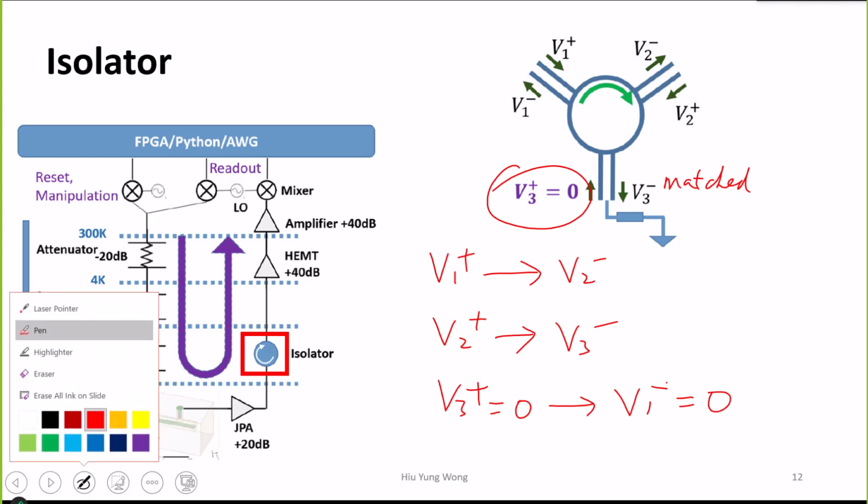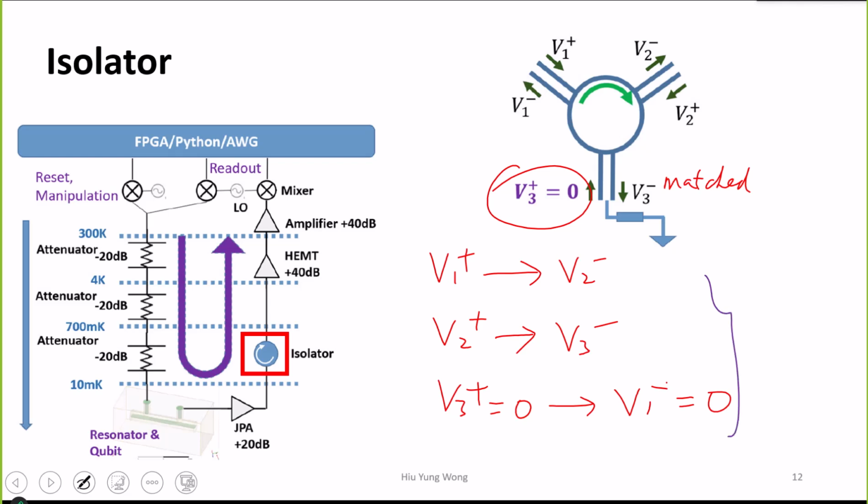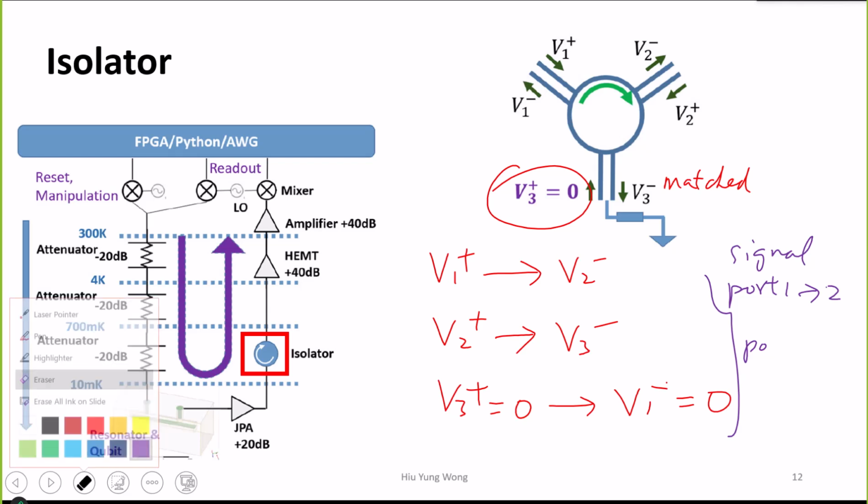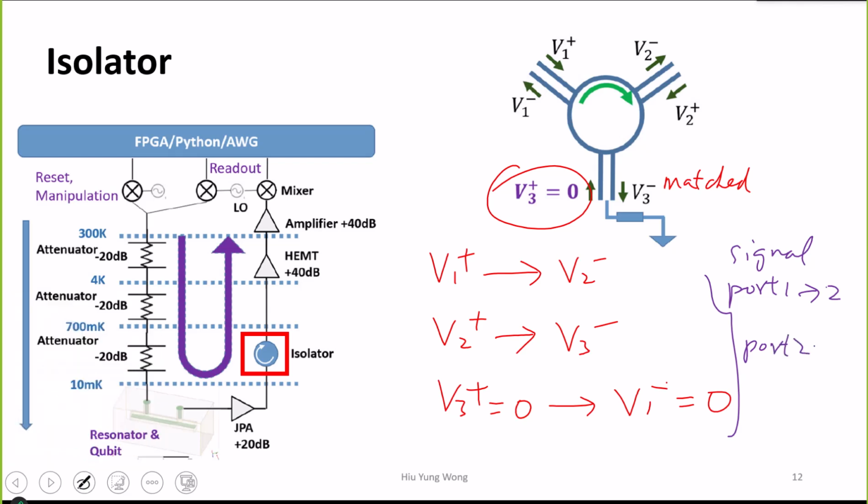So basically, signal will only go from port 1 to 2, but not from port 2 to 1. Right? Do you see that? Anything coming in will go to port 2. Anything coming from port 2 will not go to port 1, because it will go to 3, and then 3 cannot go to 1, because there's nothing going to 3.